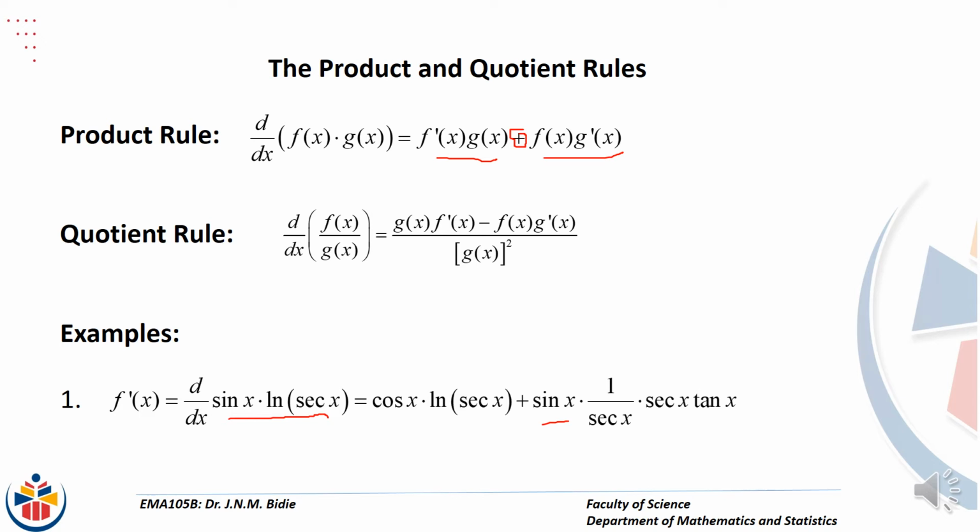Once again, there's a product rule. So differentiate the first function first, which is sine, and it gives us cos, and we multiply that by the second function plus the derivative of the second function multiplied by the original first function.